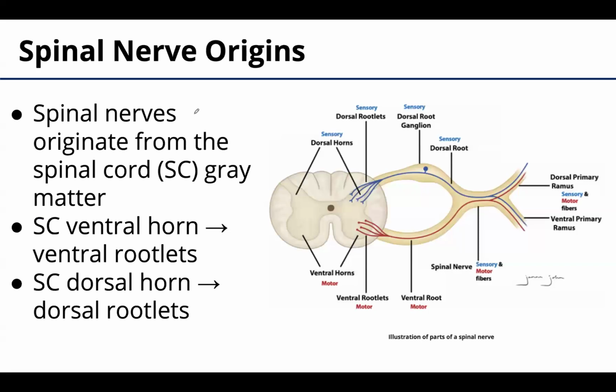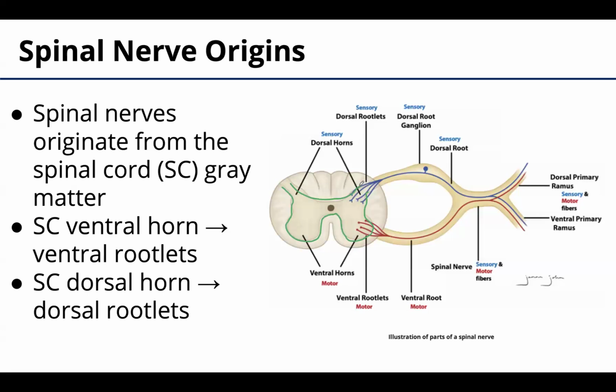Spinal nerves receive fibers that originate from the gray matter in the spinal cord. Recall, gray matter is predominantly cell bodies, and in the spinal cord, it's located internally within the tissue of the spinal cord. There are two major gray matter horns that together end up looking like a butterfly. You often hear it referred to as the gray matter butterfly.